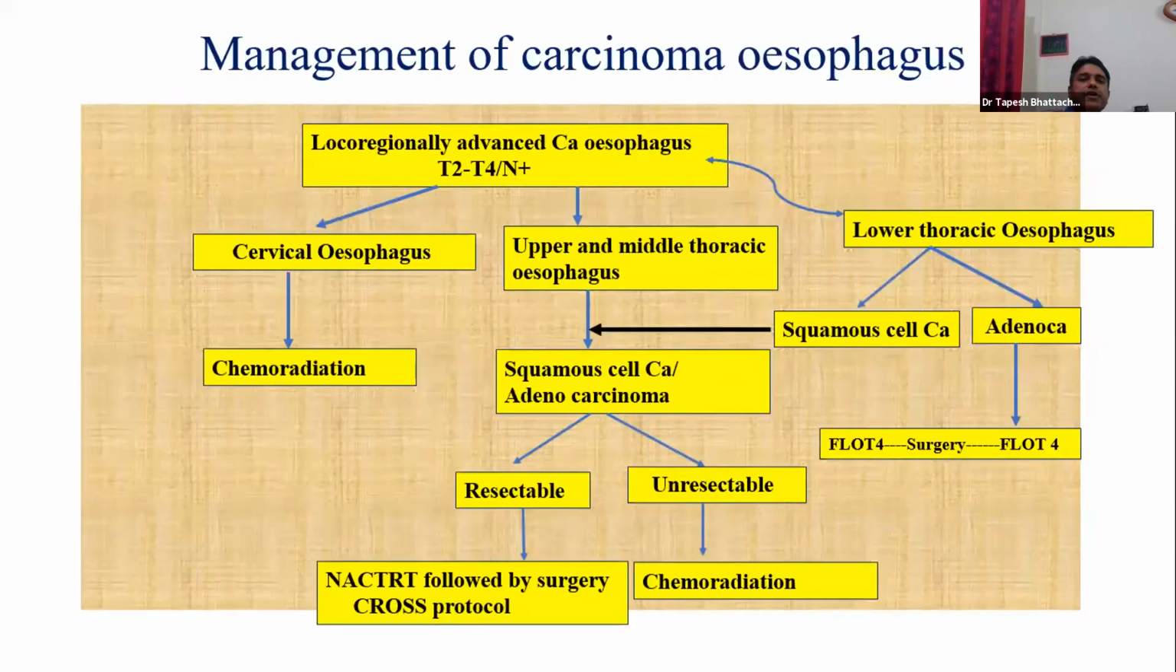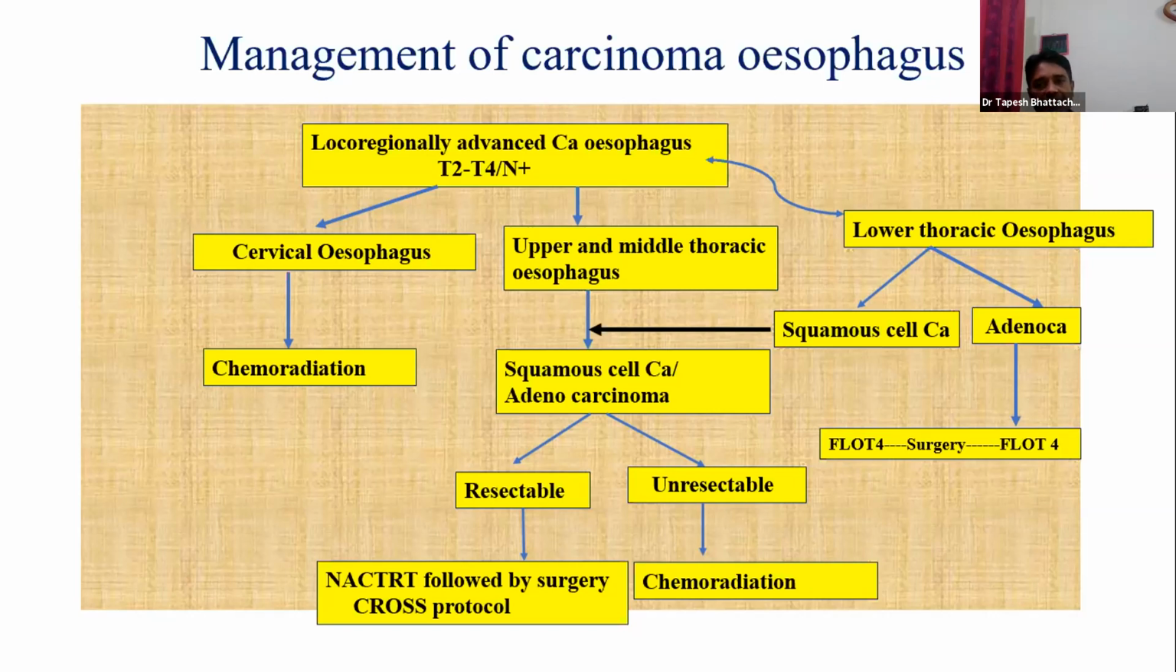Management of carcinoma esophagus, it is a locally advanced disease. Cervical esophagus, it is concurrent chemoradiation. If not possible, then you go for radiotherapy alone. If it is upper and middle thoracic esophageal carcinoma, both squamous and adeno, resectable, then neoadjuvant chemoradiation with CROSS protocol followed by surgery. If it is unresectable, then you go for a definitive chemoradiation according to your institutional protocol.